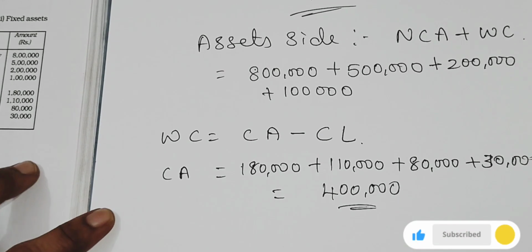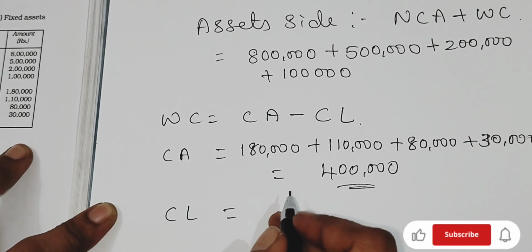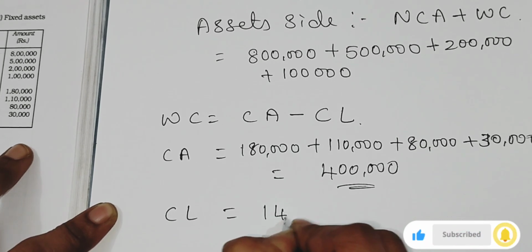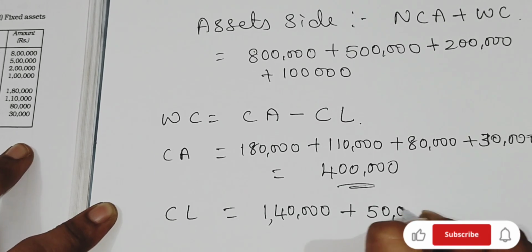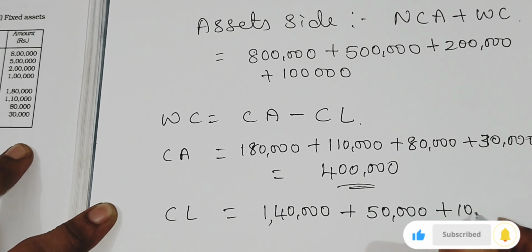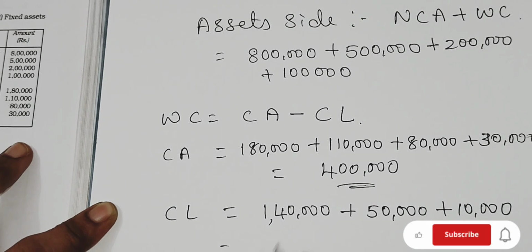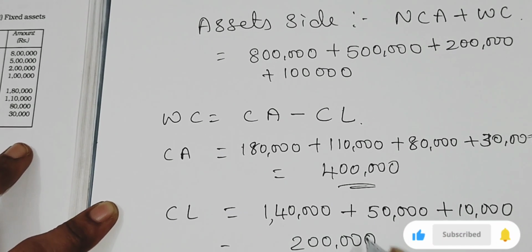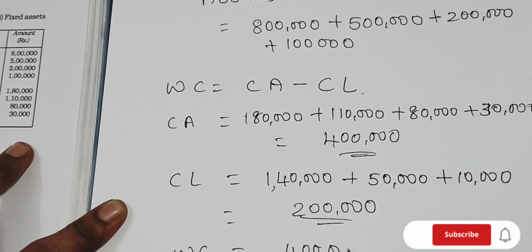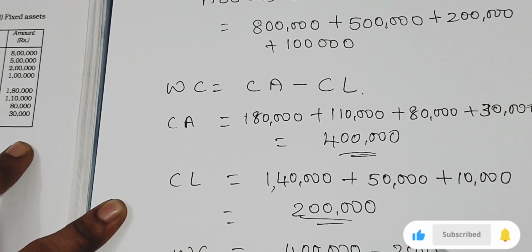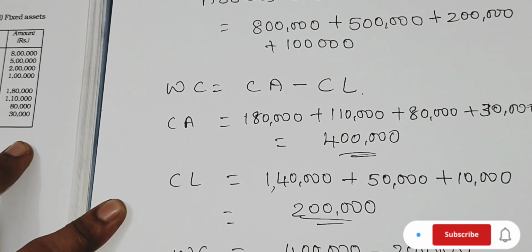4 lakh. Now current liability is creditors 1,40,000, bills payable 50,000, outstanding expenses 10,000. So total 1,40,000, 1,90,000, 2 lakh. Right. Now working capital: current asset is 4 lakh, current liability 2 lakh. 4 lakh minus 2 lakh is 2 lakh. 2 lakh is working capital.